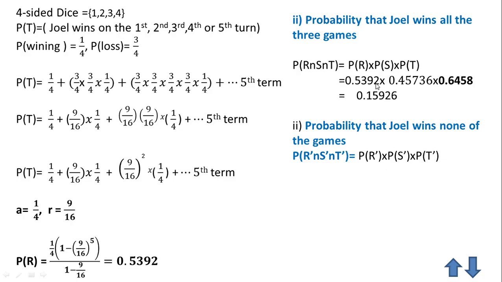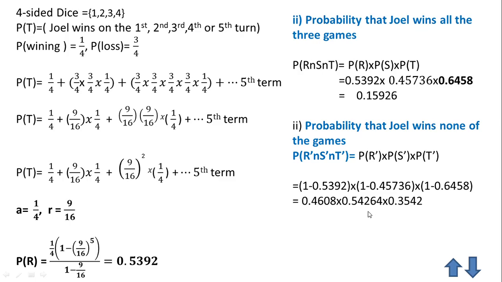Then the probability that Joel wins none of the games, we have the complement of them. We complement this because he's winning none. To get the complement of R is 1 minus its probability. To get the complement of S is 1 minus 0.4573. To get the complement of T is 1 minus 0.6458. And then we have our probability as 0.088567.